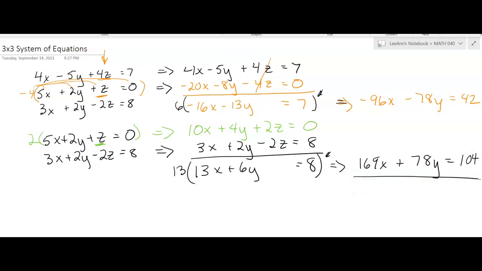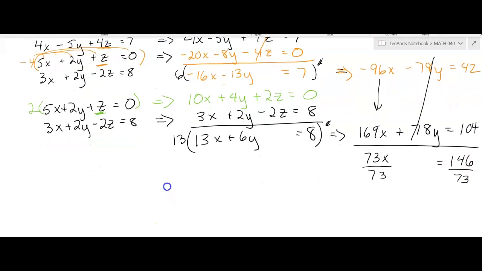Okay, now what happens here? I've got a negative 96, and I'm adding it to the 169. So I believe that's 73x. These are dropping out. Then 42 and 104 is going to be 146. Now, this is my first feeling of happiness here. I have a good feeling because 73 goes into 146. Now it's no guarantee that it's right, but it does make me happy that it's an integer. So I get x equals 2. And I like the looks of that.